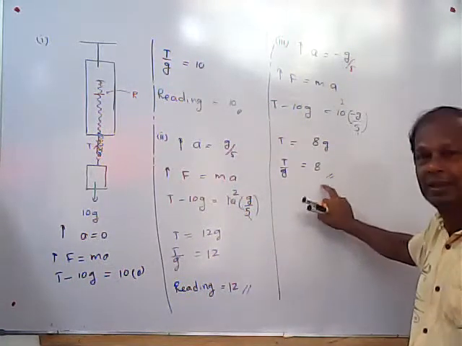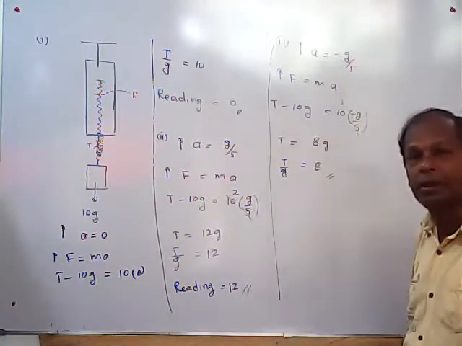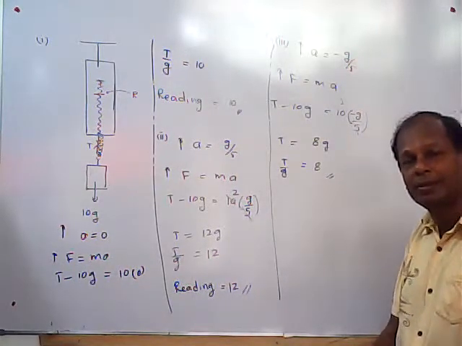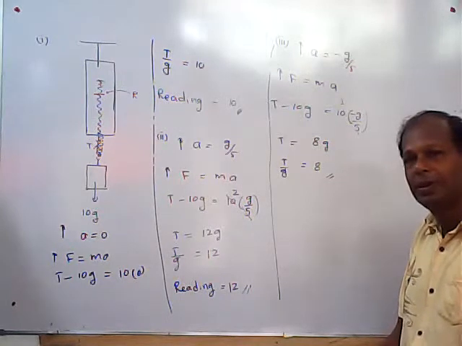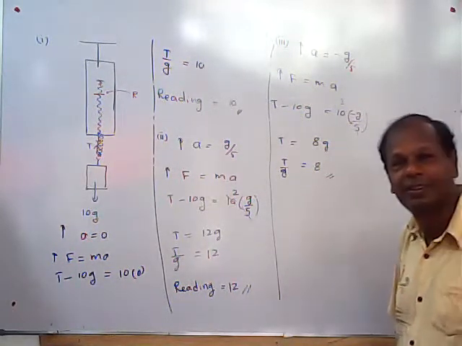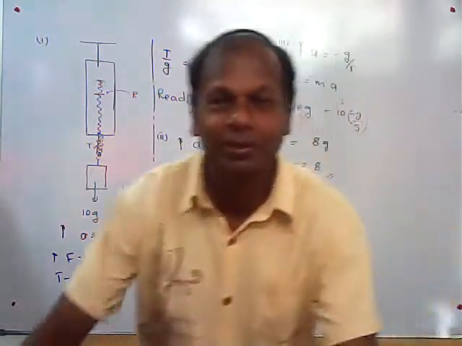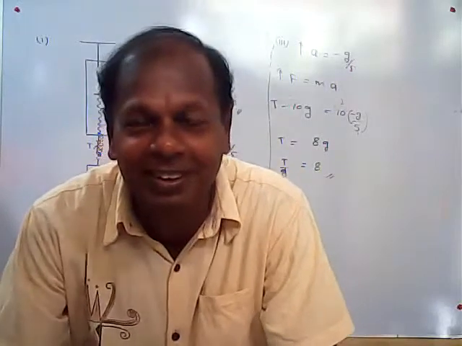And if the elevator is going up at acceleration minus g over 5, the reading is 8.